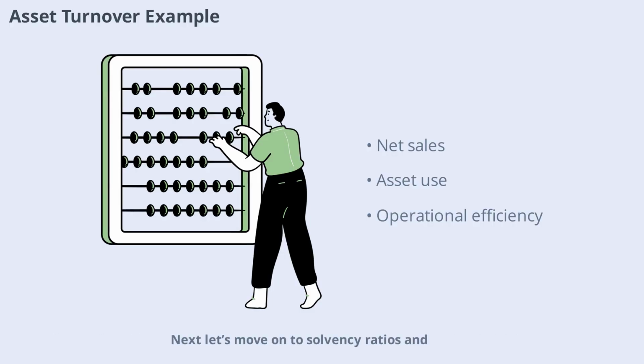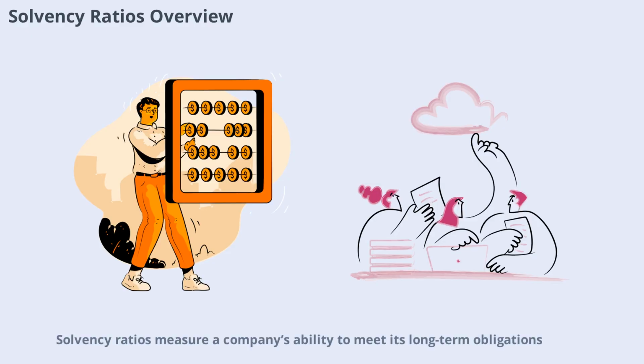Next, let's move on to solvency ratios and see how they measure long-term financial stability. Solvency ratios measure a company's ability to meet its long-term obligations. These ratios are important for investors and creditors who want to know if the business can survive over the long haul. Common solvency ratios include the debt-to-equity ratio and the interest coverage ratio. Let's start by looking at the debt-to-equity ratio and what it tells us about a company's financial structure.